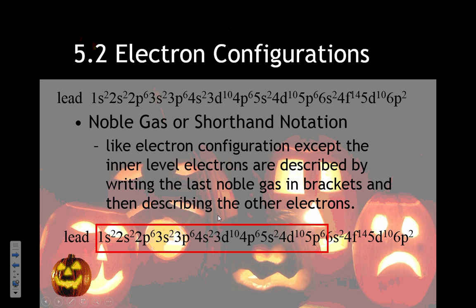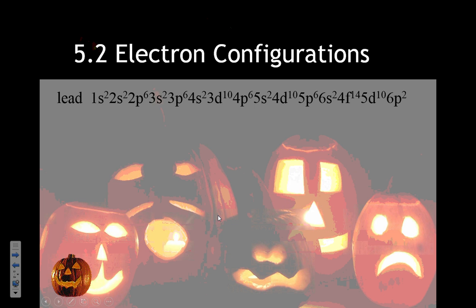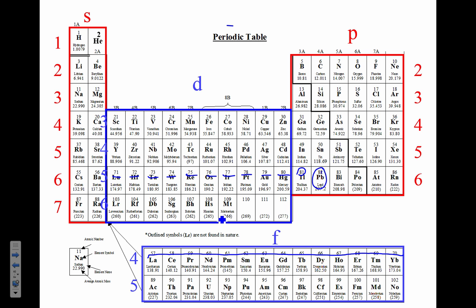So those electrons are all described by saying Xe in brackets. And then after that comes 6s2, 4f14, 5d10, 6p2. So that's what I write out. So literally, I go back to my last noble gas, which would be xenon, and I describe those electrons by saying Xe in brackets. That means all the electrons inside xenon.